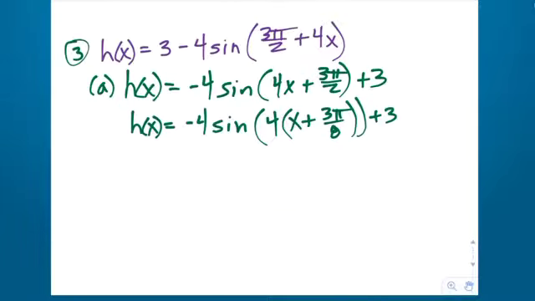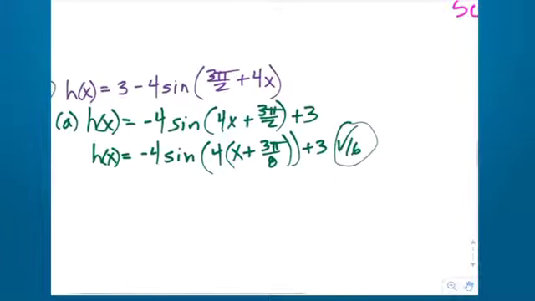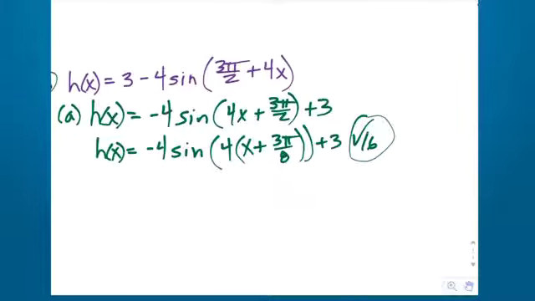So now we're ready to go. Let's give ourselves a check for that. And we're ready for part B. How many cycles do we see between 0 and 2 pi?